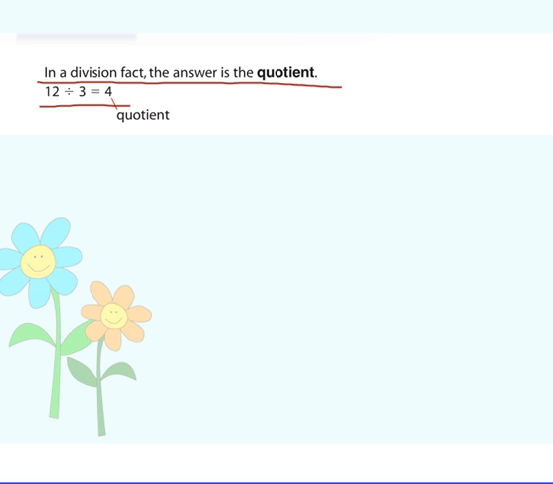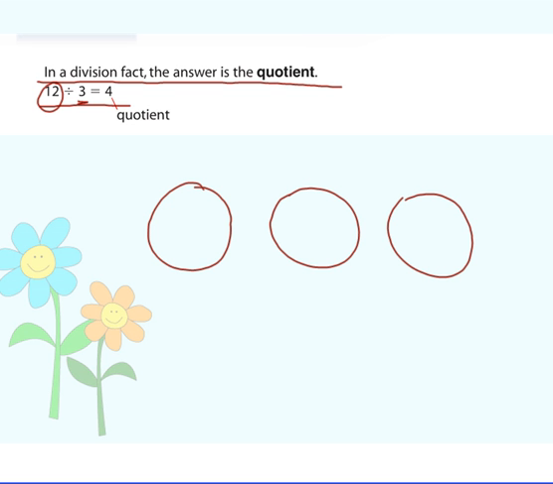So if you remember with division, it's kind of sharing. So we've got 12 items, and we're going to put them into 3 groups. So we're going to divide them. So we need to share them out. So 1, 2, 3, 4, 5, 6, 7, 8, 9, 10, 11, 12. So how many in each group? 4. So 12 divided by 3 equals 4.